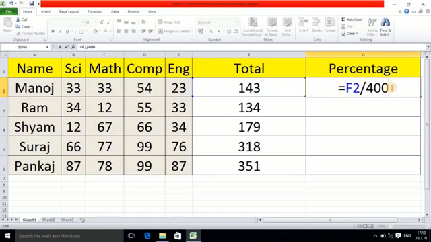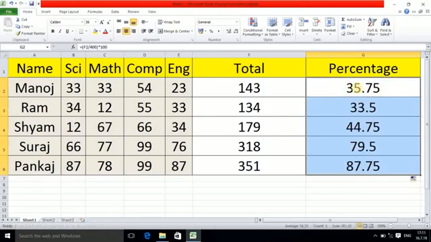Then next is multiplied by 100 for getting the percentage. To avoid confusion I am using brackets, so this calculation will be done first. So you have the total mark 143 divided by 400, that answer will come in point something, multiplied by 100, so we will get the actual percent. So here 35.75, this is the percent value. You can observe here the percentage is coming for each and every row. So this is the easiest way to calculate the percent.